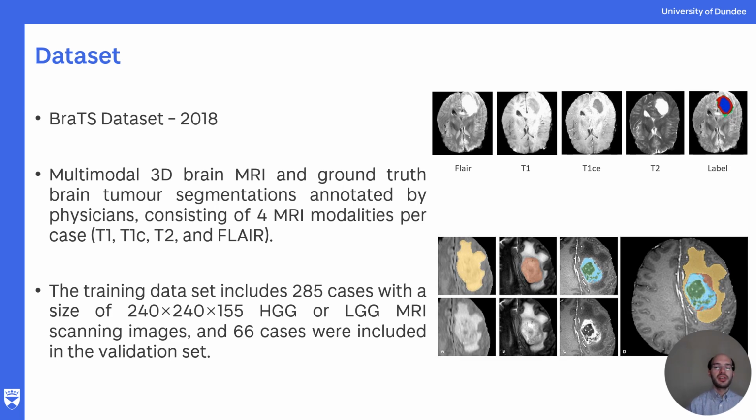To validate the results, we have used the BRATS dataset 2018, which is constituted by 3D brain MRI images for 4 modalities: T1, T1C, T2, and FLAIR. And then we deploy the training using a dataset of 285 cases, where we highlighted the region of interest of 240 times 240 times 155 for the high-grade glioma and low-grade glioma MRI images, and we use 66 cases for the validation set.